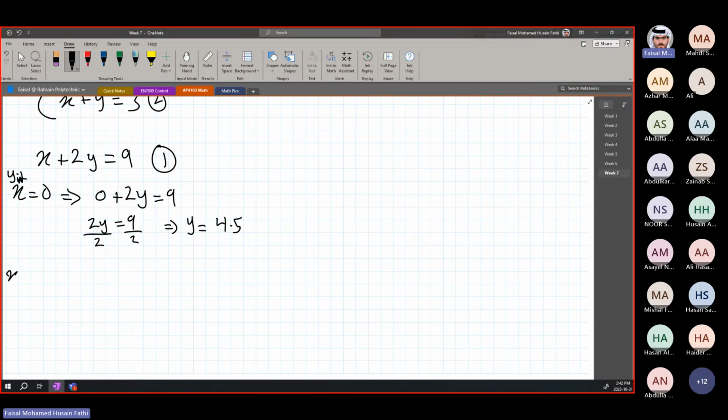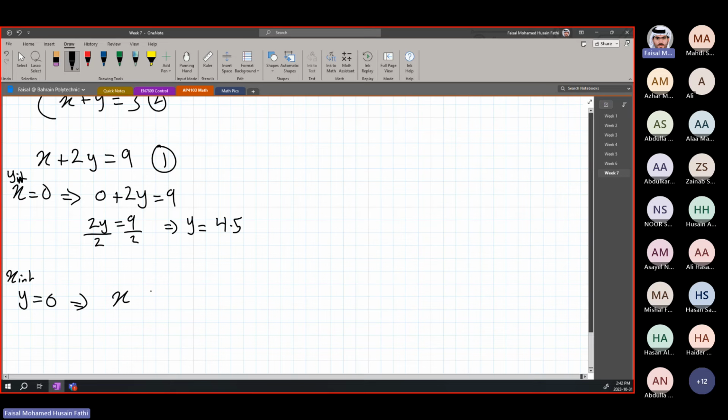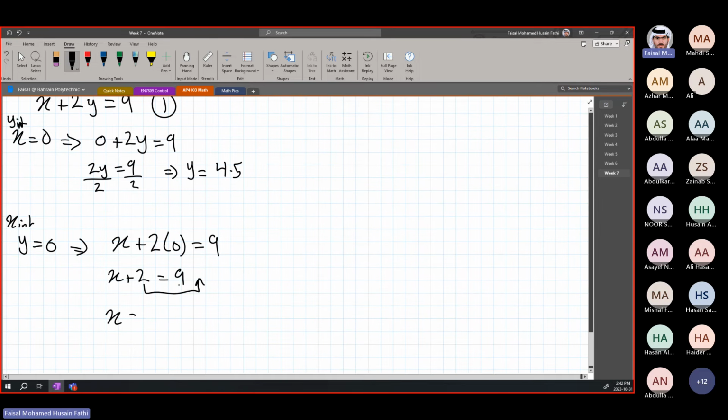And the x-intercept, y is equal to 0. X plus 2 times 0 is equal to 9. So x plus 2 is equal to 9. We take 2 to the other side. X is equal to 9 minus 2. X is equal to 7. Okay? So we found our 2 points.